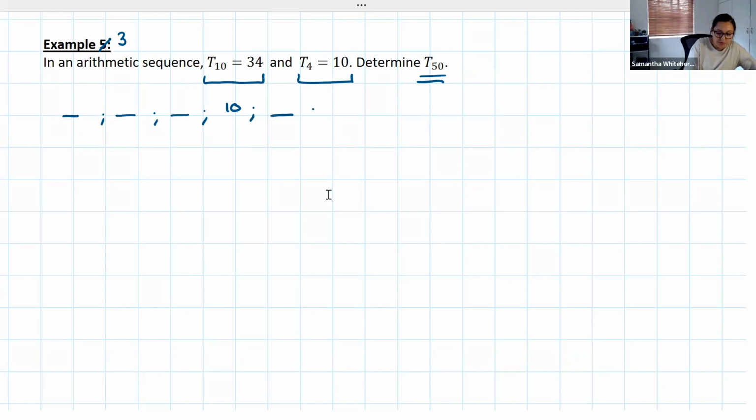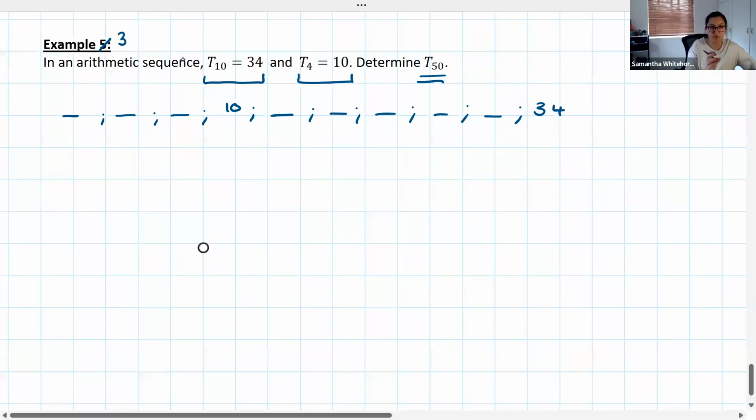I don't know terms 5, 6, 7, 8, 9, but I know that term 10 is 34. So that's the information I have. I eventually want to find the value of term 50, but we'll deal with that just now. What I like to do is say, okay, I know what term 4 is, and I know what term 10 is.